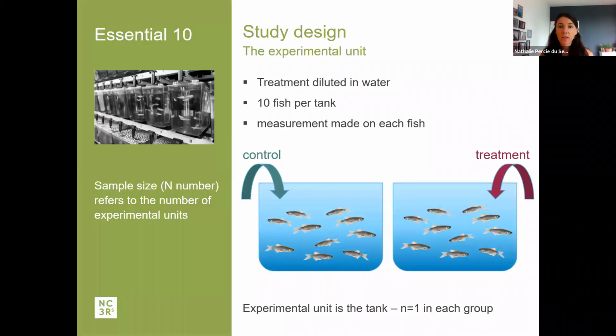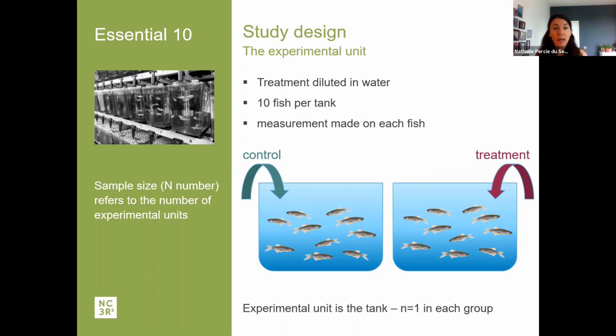So now I'd like to spend the rest of my presentation on the ARRIVE Essential 10 and explain why this information is important to include in the manuscript. So the Essential 10 include information about the study design and the sample size, but the sample size on its own doesn't mean anything if we don't know the experimental units. And it's not always straightforward to identify the experimental units.